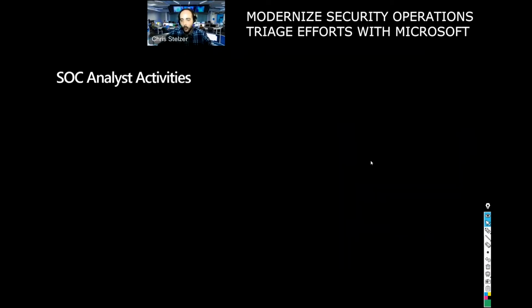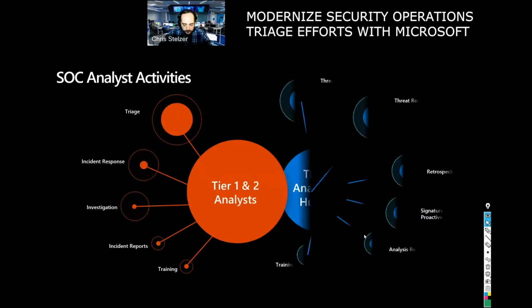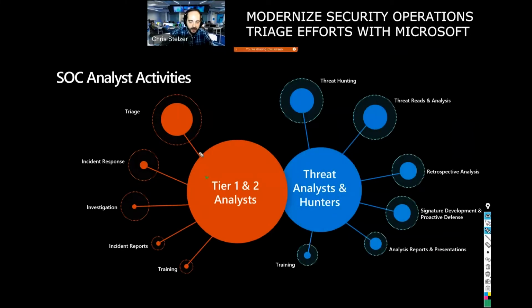And if we think about where the tiers spend most of their time, it's absolutely clear that tier 1 and tier 2 spend most of their time on triage. This is where we need to focus our efforts with SOAR capabilities.